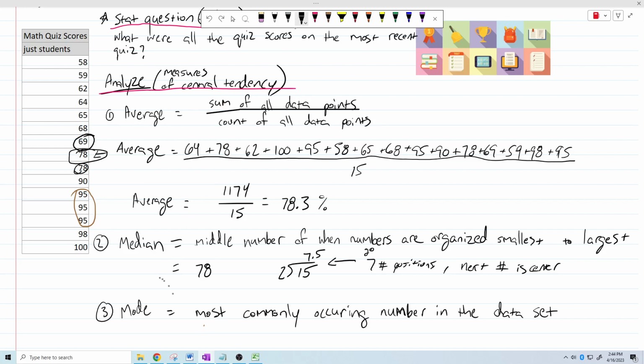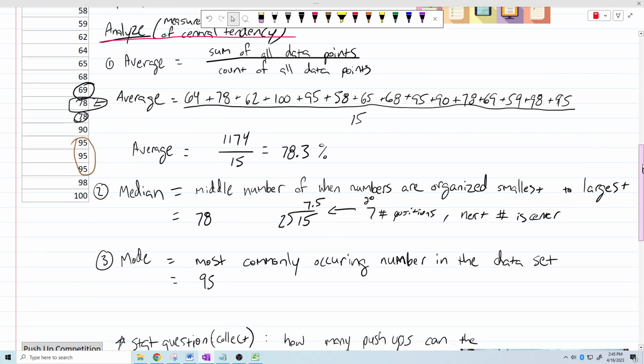I'll do it in black. There we go. 95 is the mode. Fairly not too bad. These are the things you'll have to be able to do given a set of data. That's kind of interesting. Not too bad. A little fun even, maybe, right? That's my idea of fun.